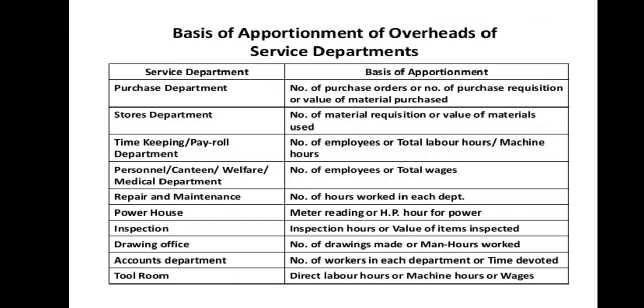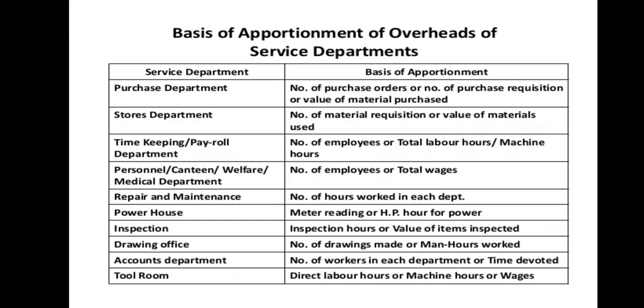Next, accounts department means to deal the transaction of cash and credit. We have to observe the apportionment basis. For the accounts department, number of workers in each department, number of hours in each department or time devoted or time given or time taken. Simple logic.